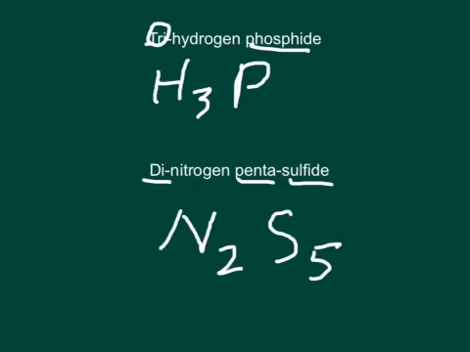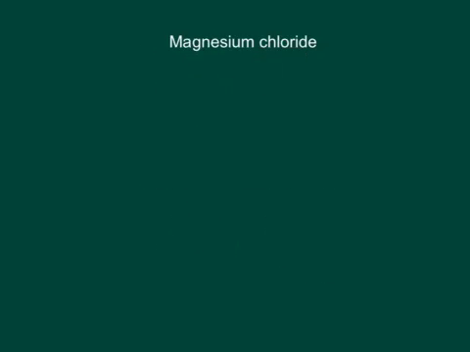So that would be how you do covalent bonds. There's not much to it because you're told what the individual elements are, and on top of that you're told how many you have. So that's pretty easy when it comes to your covalent compounds.